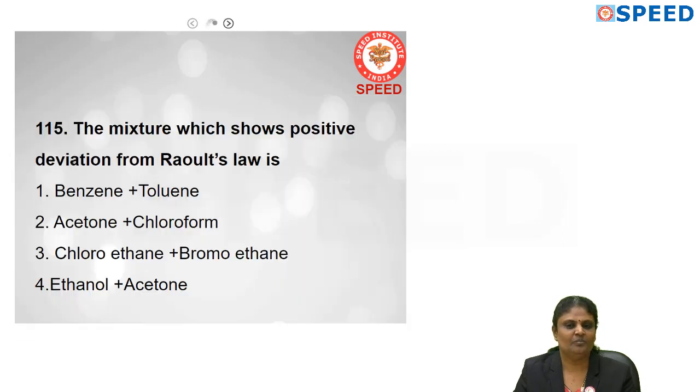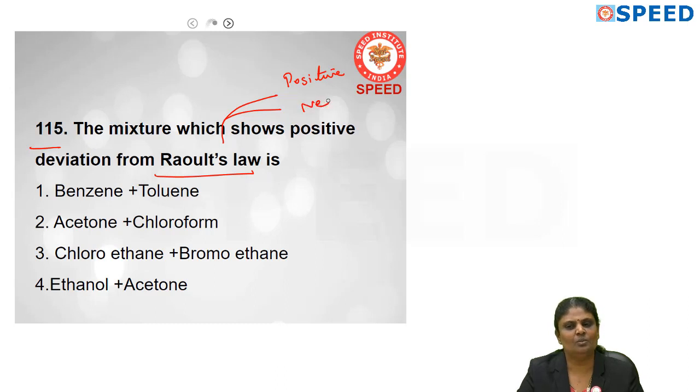Now, the mixture which shows positive deviation from Raoult's law. In Raoult's law, two deviations are possible: one is positive and another one is negative. So here your question is, which mixture shows positive deviation from Raoult's law. Again, this is also from the colligative properties, the solution part, Raoult's law.